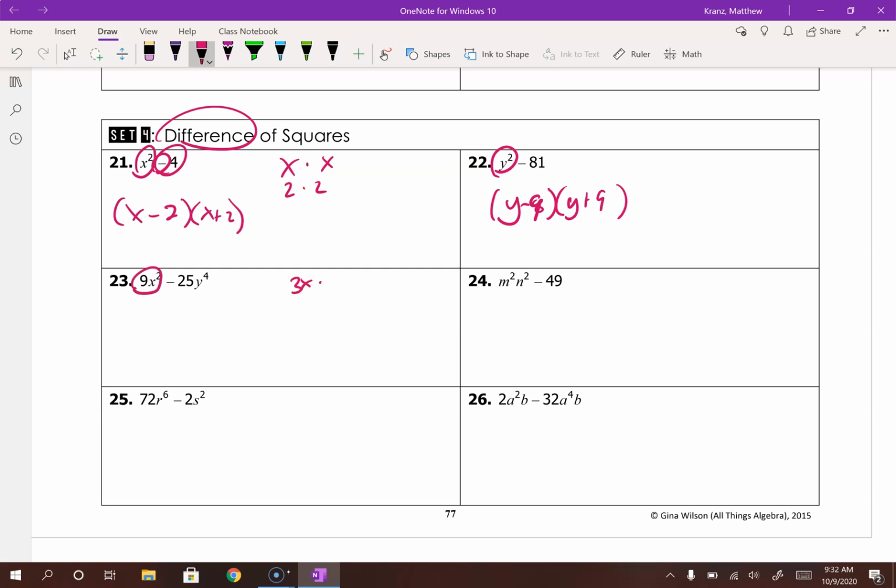Let's try this one. This is just 3x times 3x, so it's a 3x and a 3x. 25 is 5 times 5, and y to the fourth is 5y squared times 5y squared. So negative 5y squared, positive 5y squared.